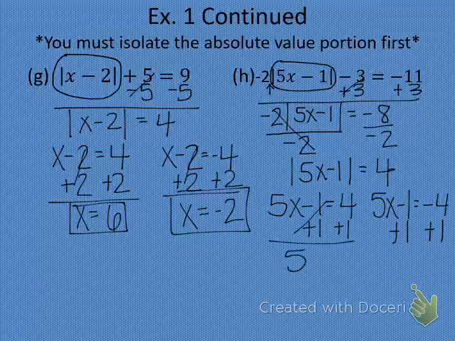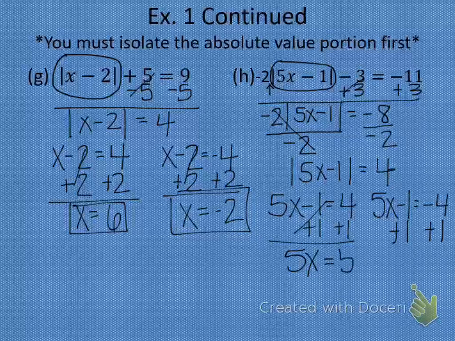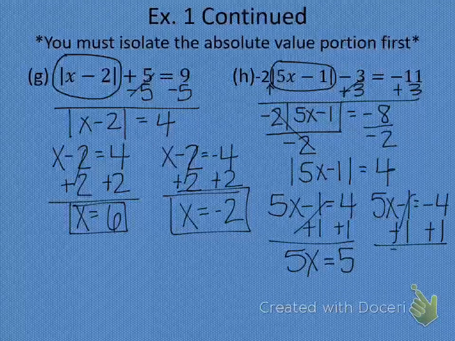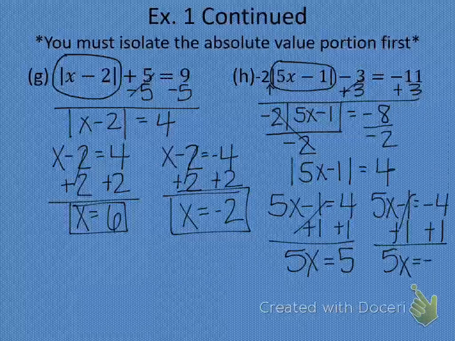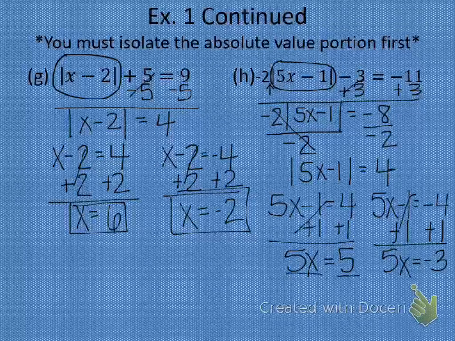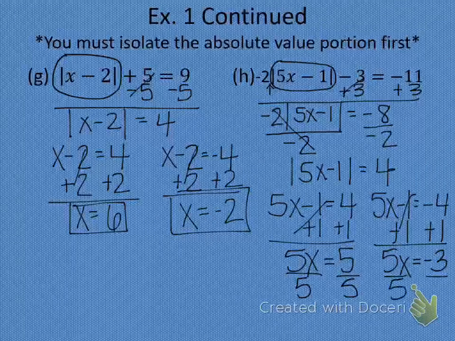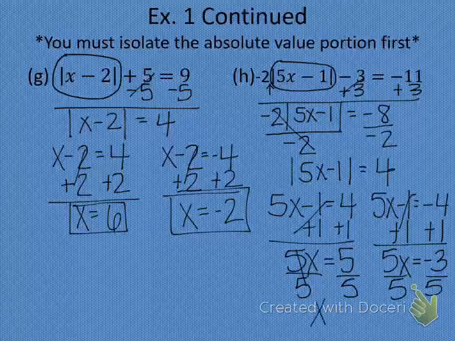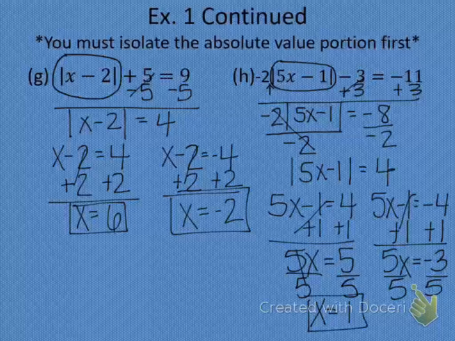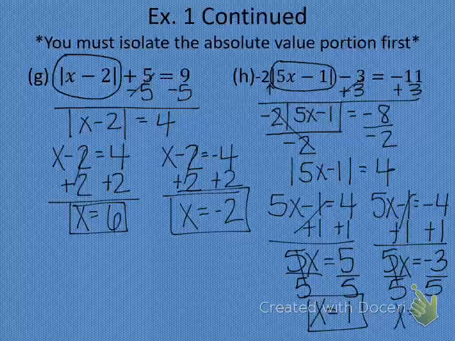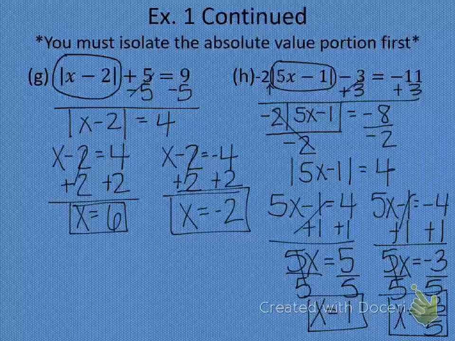So 5x equals 5 and 5x equals negative 3. Divide both sides by 5, and x equals negative 3/5. Remember, we're going to leave it as a fraction. It is a reduced fraction, so we're leaving it as a fraction. Okay? Now, let's go plug this in.